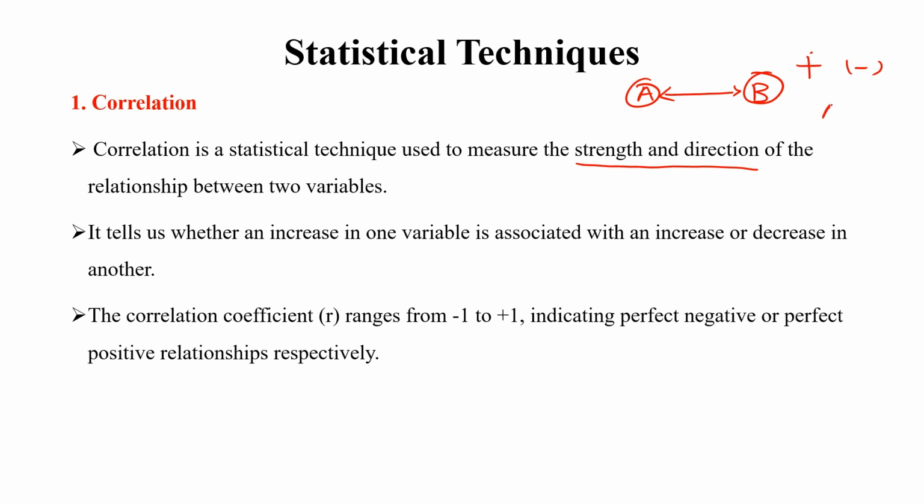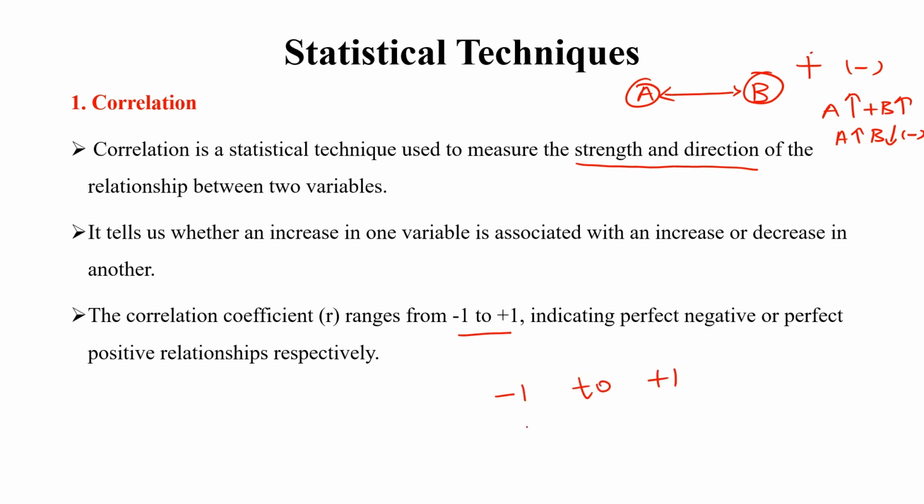As in, if A increases, does B also increase, which is a positive relation. If A increases, B decreases, which is a negative relation. So it tells us whether an increase in one variable is associated with an increase or decrease in another. And the range of the correlation coefficient is from -1 to +1, indicating perfect negative or perfect positive relationship respectively.